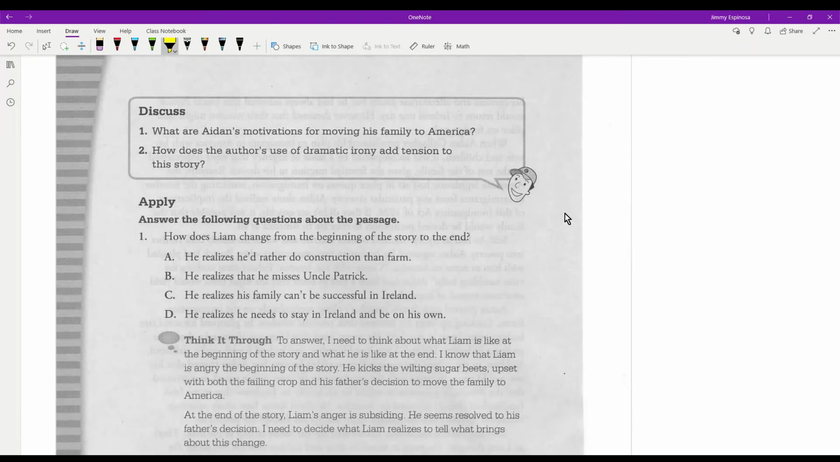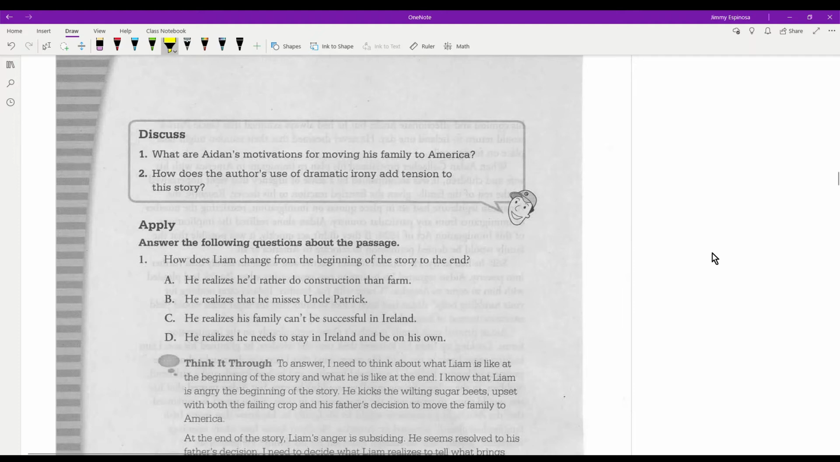Now, before you answer this question for the coached instruction, you want to think about what are Aidan's motivations for moving his family to America. Once you know that, you need to think about this question as well. How does the author's use of dramatic irony add tension to the story? If you'll notice, these two discuss questions were mentioned or discussed in the reading guide, and that should help you figure out the answers to those two in the discuss. Now, the discuss questions, you don't need to write anything. It's just for you to think about before you answer the apply question.